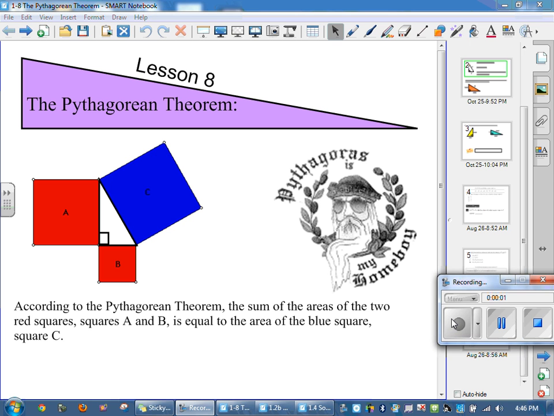This is lesson 8, the Pythagorean Theorem, and we're going to take a look at some of our PAT practice questions before the final exam. So we have the final unit exam that I'm talking about.